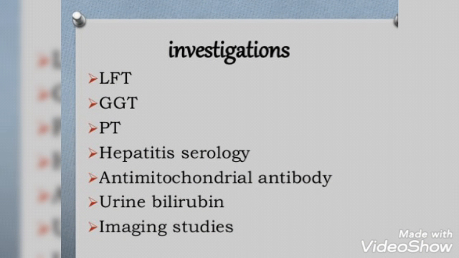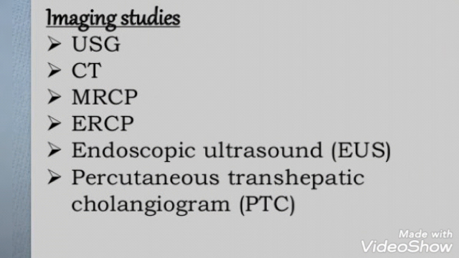In investigations, we will go for the liver function test, antimitochondrial antibody, hepatitis serology. Hemoglobin will be low, BT, CT and PT are altered in cases of obstructive jaundice. Urine for urobilinogen is negative in obstructive jaundice. Serum alkaline phosphatase normal value is 60 to 300 units per liter, but more than 500 units is suggestive of obstructive jaundice.